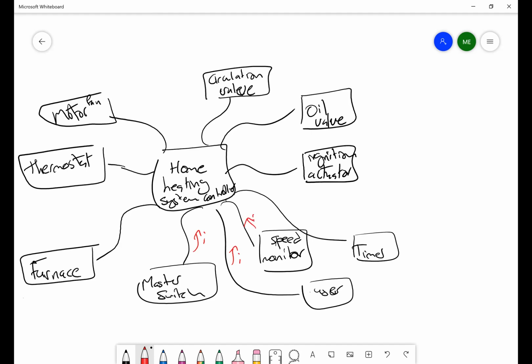Timer. That's usually obvious because we can never actually give output to a timer unless we're asking it to time something. Ignition actuator. Output. We're sending it an output command to the ignition actuator.